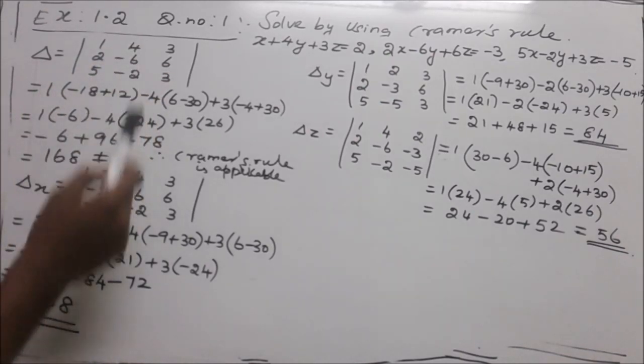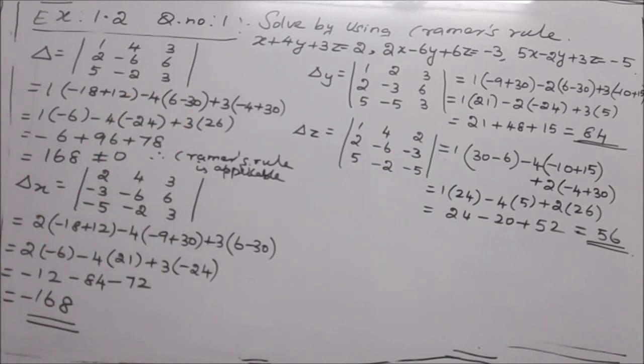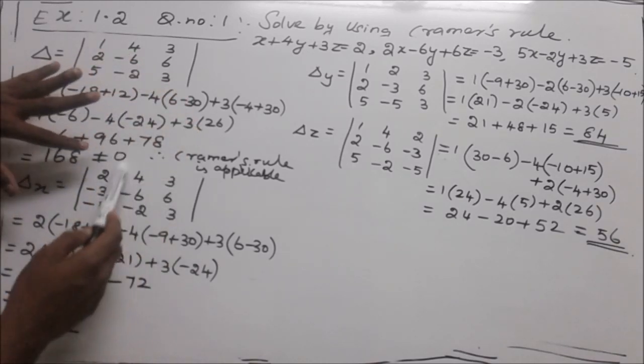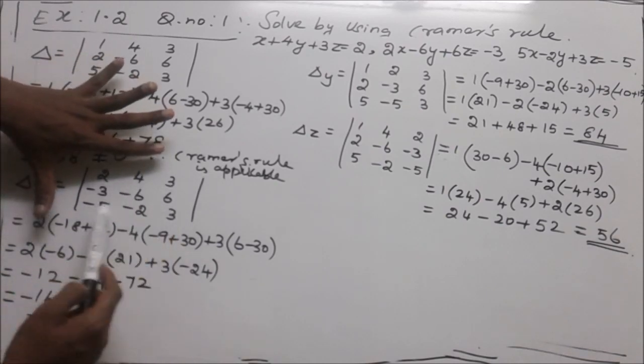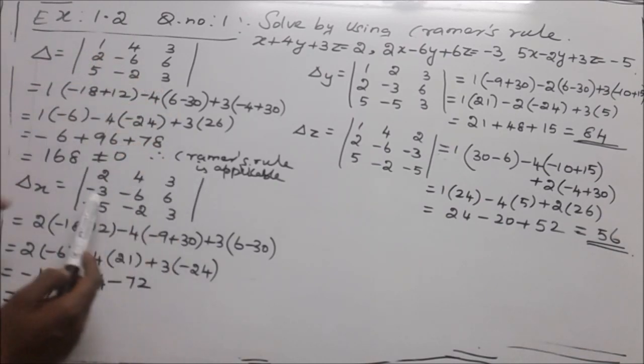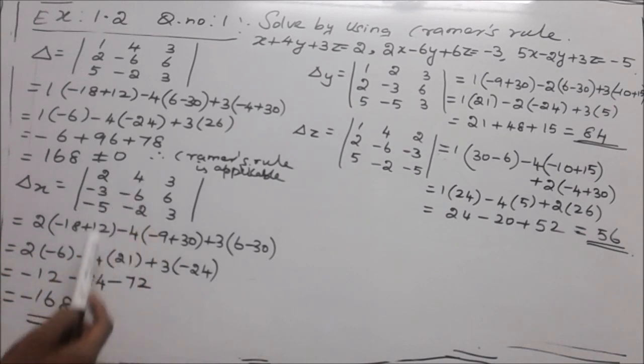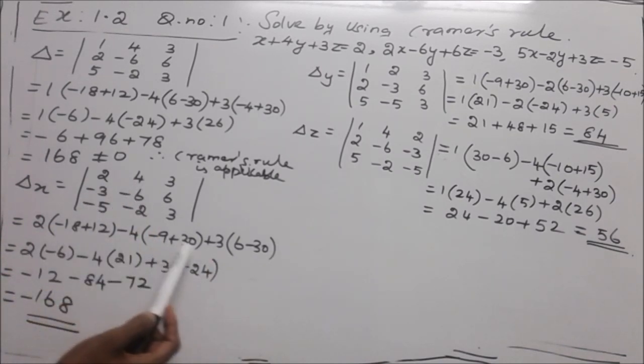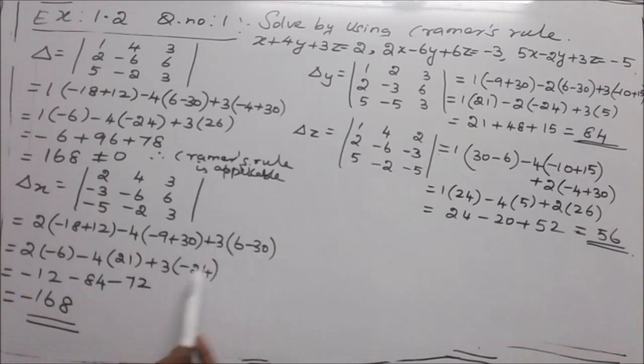So 4, minus 6, minus 2, 3, 6, 3. Expanding this in the similar way as above for delta. Now 2 into minus 18 plus 12, then minus 4 into minus 9 plus 30, then 3 into 6 minus 30, which will be equal to 2 into minus 6, minus 4 into 21, then plus 3 into minus 24. Multiply and simplify, we get minus 168. Delta is plus 168, delta x is minus 168.